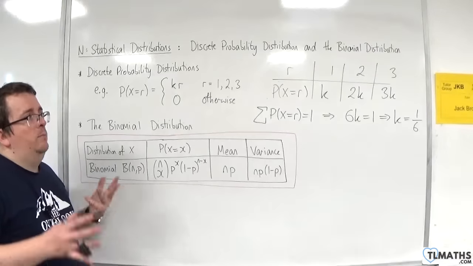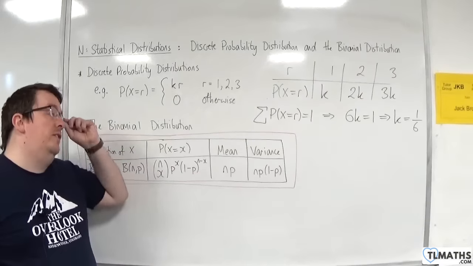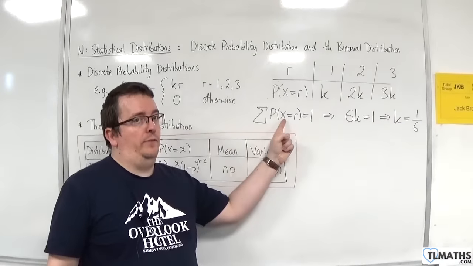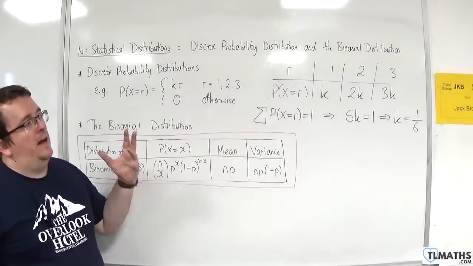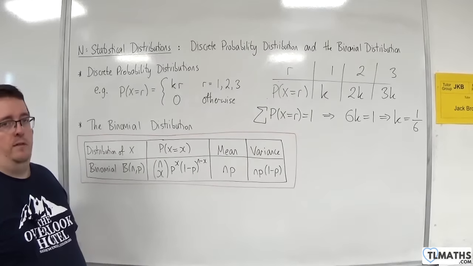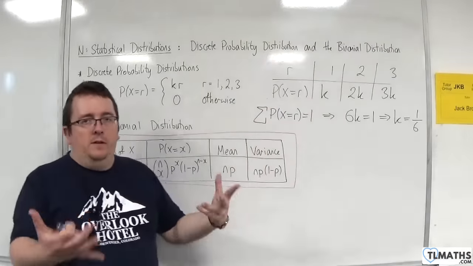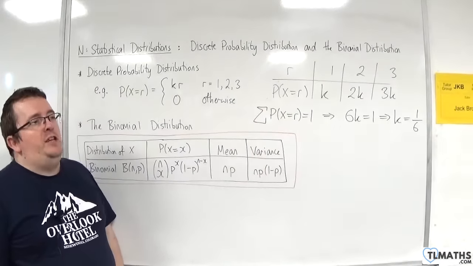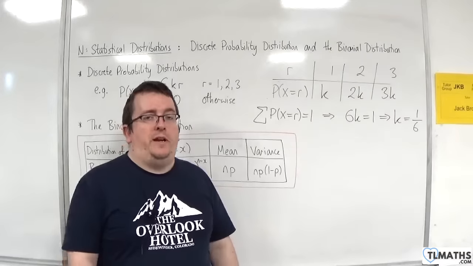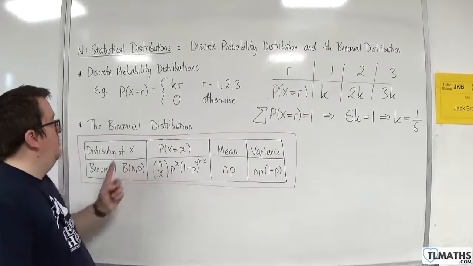You can get more challenging problems where there might be two unknowns or even three. But one of the facts you should always use is this. So you might be given something like the probability of X being equal to 1 is twice the probability of X being equal to 3, for example. Okay, obviously not with that example there, but let's just take that for an example. Then you could use that fact there, and it will probably set up some simultaneous equations to solve. Okay? Right, now the binomial distribution.